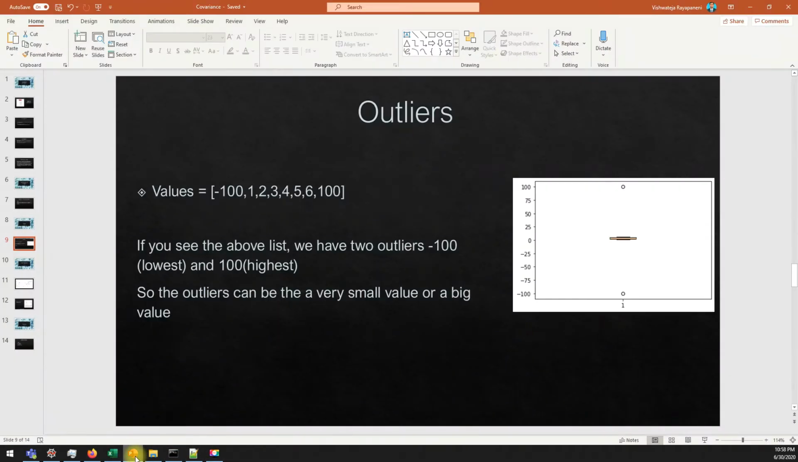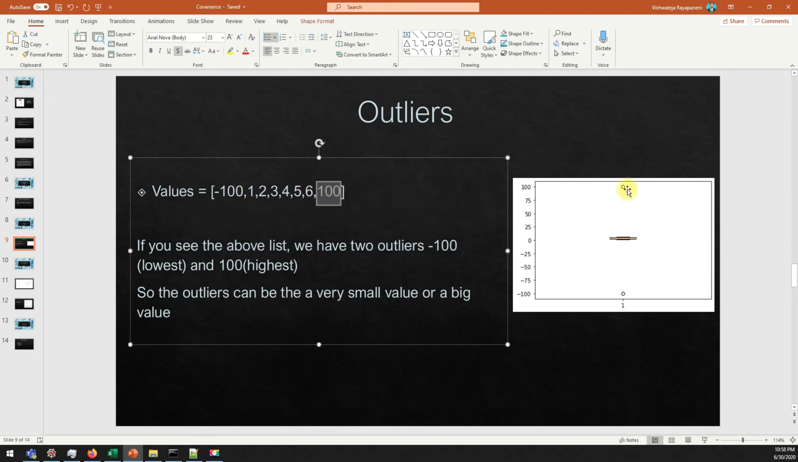Got it? If you see here, I have +100, which is the bigger value. You can see it here, this dot. Actually, we call this a box plot. If you see this box plot, it has the values from 1 to 6, and 100 is at the top and -100 is at the bottom. These two are outliers. Anything which you see outside of this box plot is an outlier. Clear?